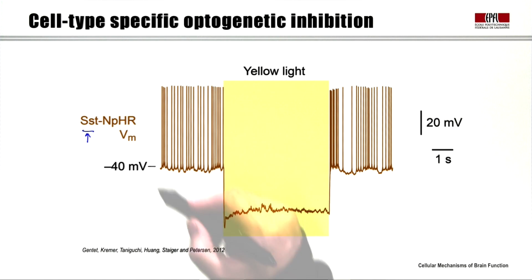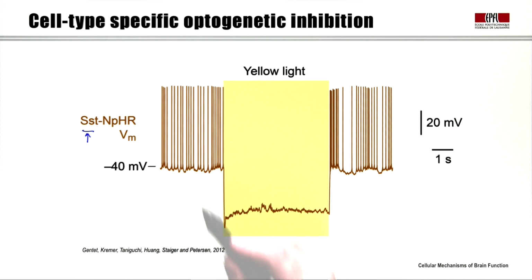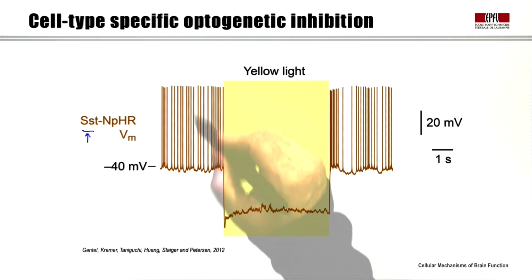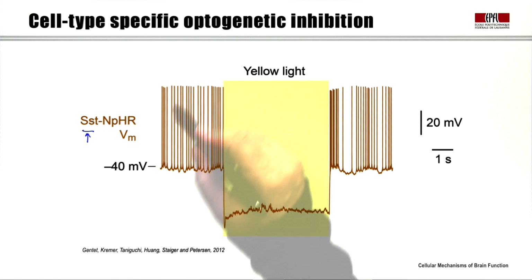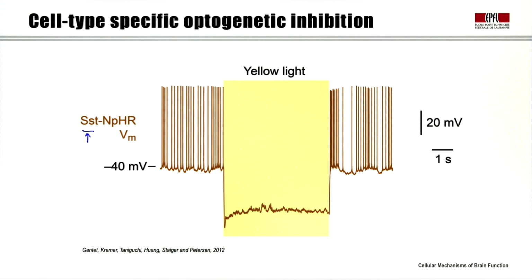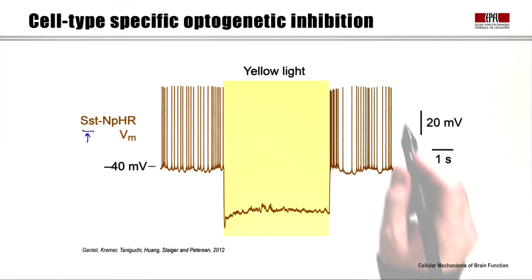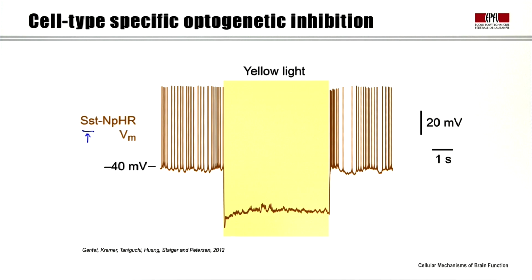And so here, in an awake behaving mouse, the somatostatin cell is firing away during normal quiet wakefulness. We turn the yellow light on, that activates the light-activated chloride pump, and it causes an important hyperpolarization of the membrane potential and a complete shutdown of action potential firing. The light goes off and action potential firing returns. The inhibition can last many seconds, and for this particular cell type, it's complete.